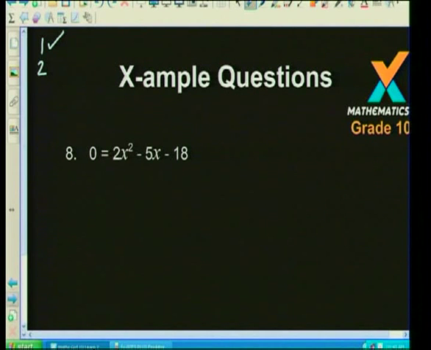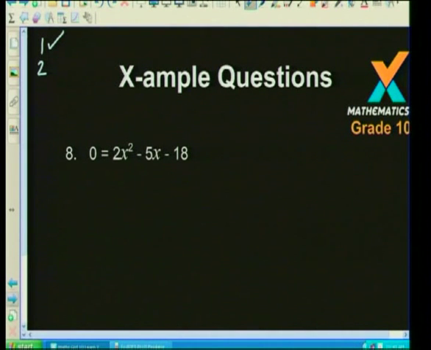2 and 5 and 18 don't have a common factor, and not all of the terms have an x, so nothing happening there. The next thing I look for is a difference of two squares. There are no squared numbers over here. Yes, x is squared, but the 2 as a coefficient means that it is not a squared number. So no difference of two squares.